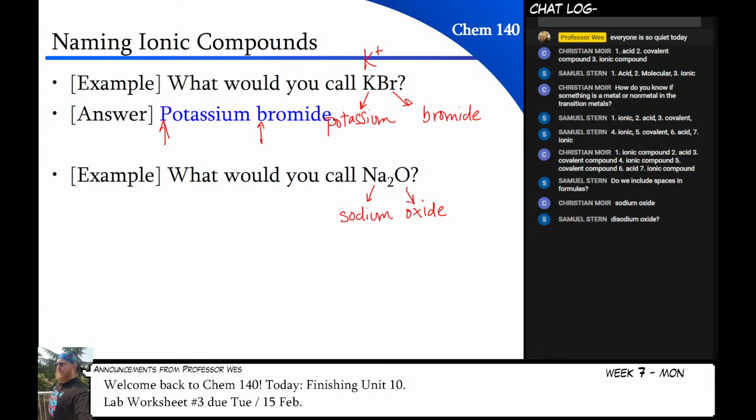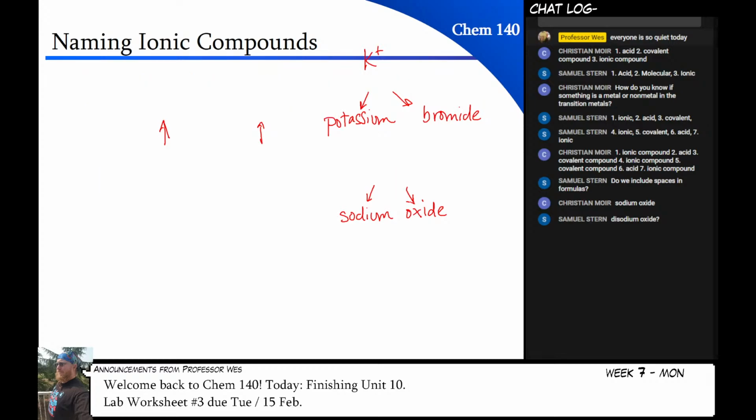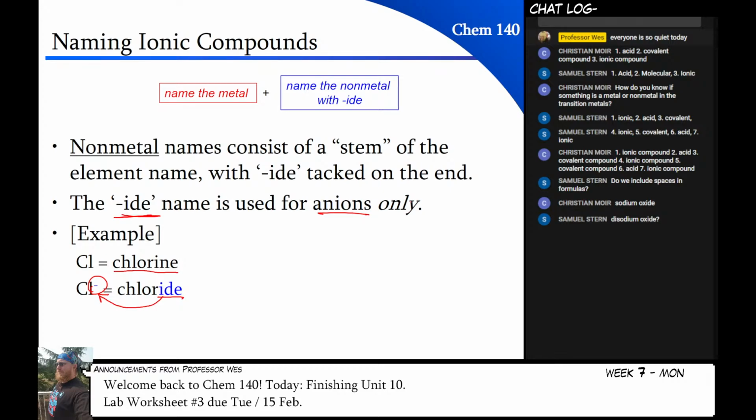Now, there's an answer in the chat here that brings up an interesting point. So you put in disodium oxide there, which unfortunately is incorrect. But the intuition that you have of, well, what do I do with this 2, is actually a good intuition. That 2 should do something, right? However, if we go back to these rules here, there's nothing that says anything about numbers of how many elements there are. It's literally just name the metal and name the nonmetal. So we ignore the numbers for the coefficients.